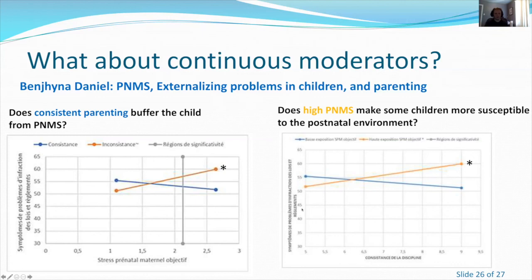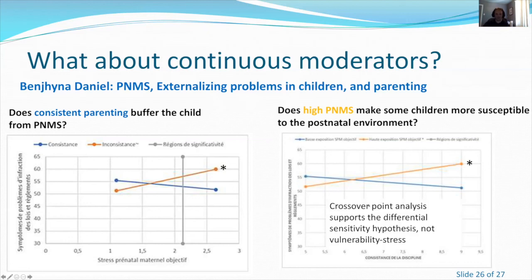But when there's very little, okay, so I'm just going to skip over. So the crossover point analysis actually supports the differential sensitivity hypothesis and not vulnerability stress, to where these kids who had high levels of objective hardship during the pregnancy, they actually do better. They have less externalizing problems in a good environment with very consistent parenting, but they have more problems than the other group when there's very inconsistent discipline. So I hope that distinction is clear.